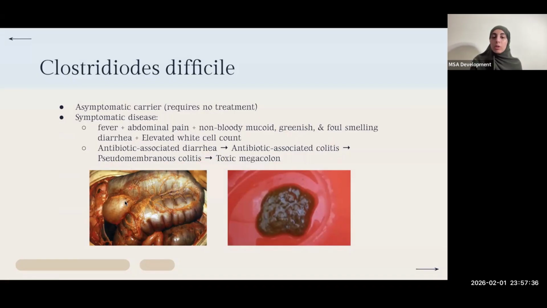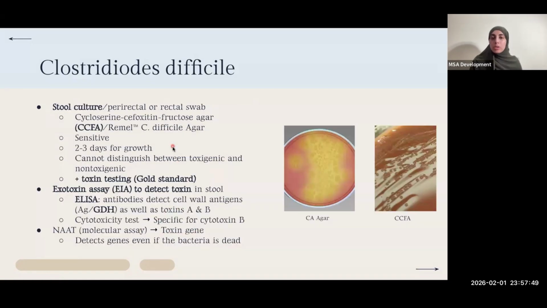This is what toxic megacolon looks like. It's a very huge, very inflamed colon. It could rupture. It's very bad. Okay, it's very dangerous. So these are the symptoms of C. diff. How do you diagnose C. diff?